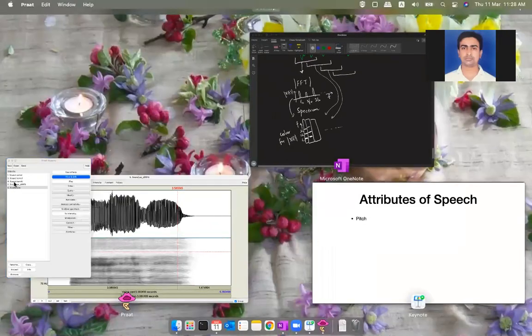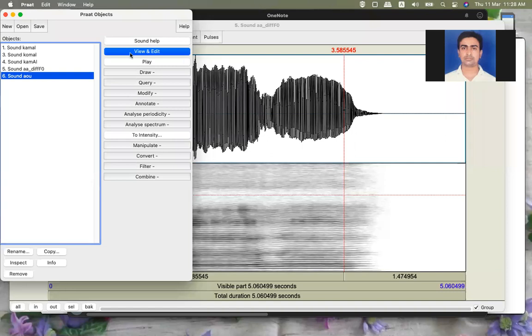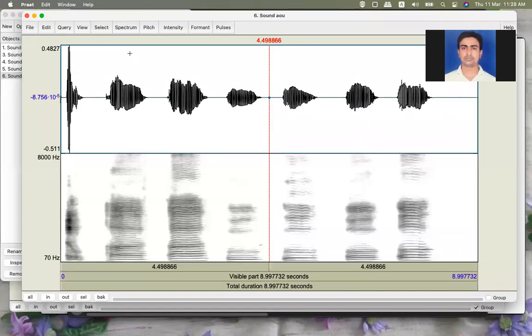Okay. Now let us look at this sound. This is much more interesting. View and edit. What do you see here?